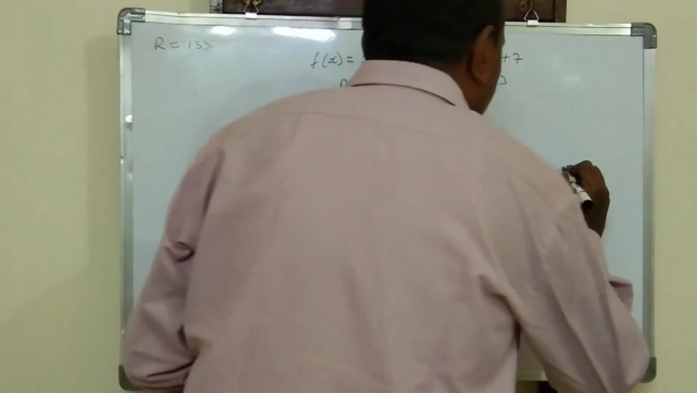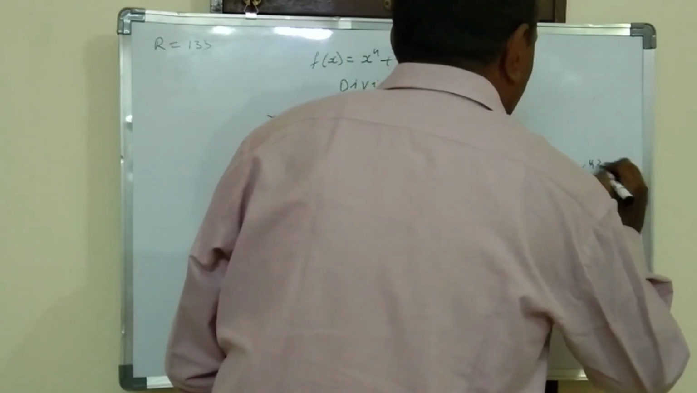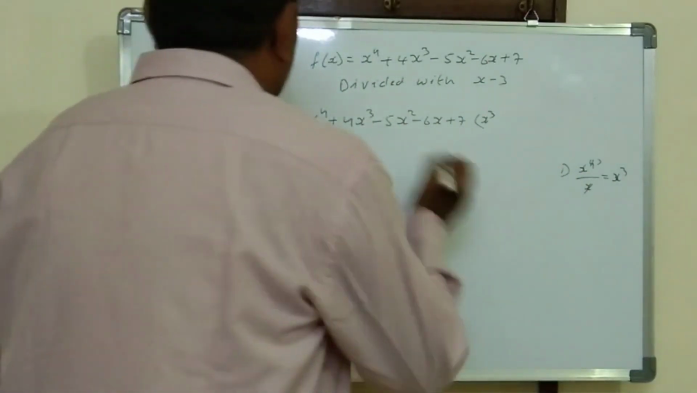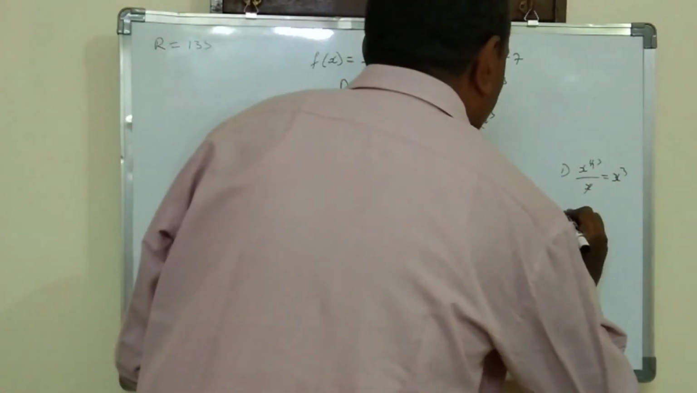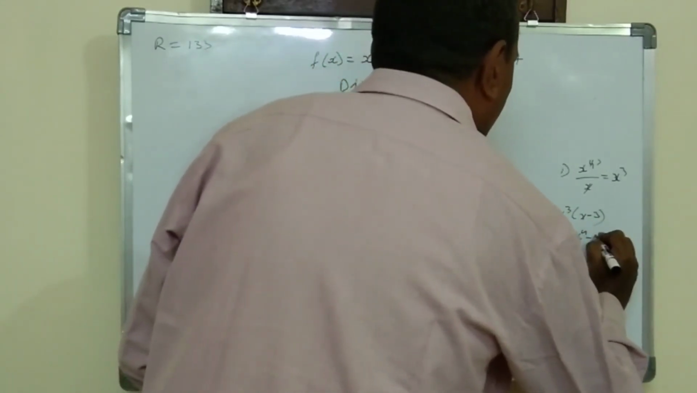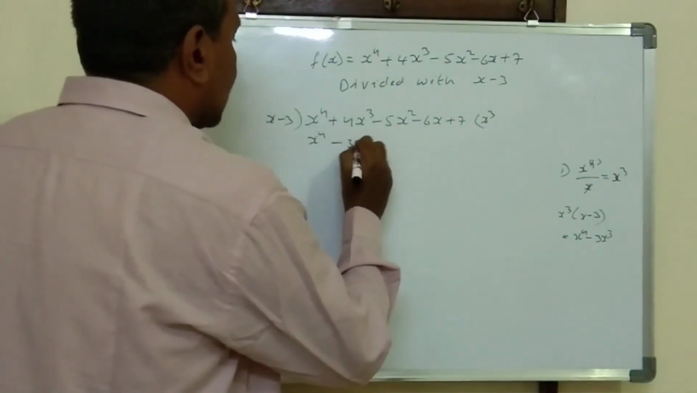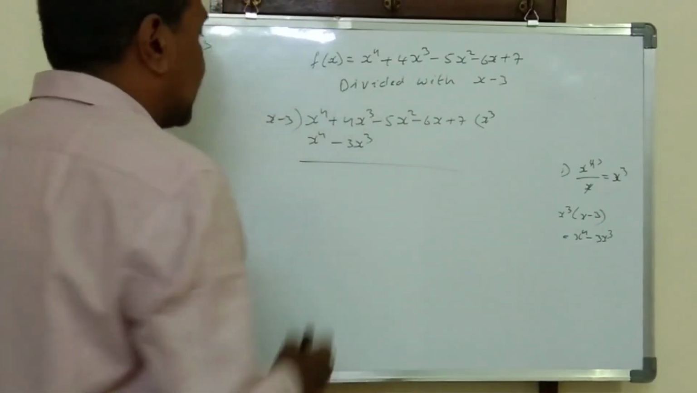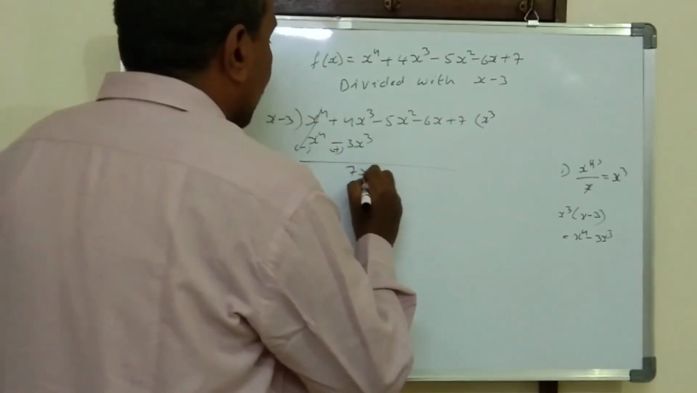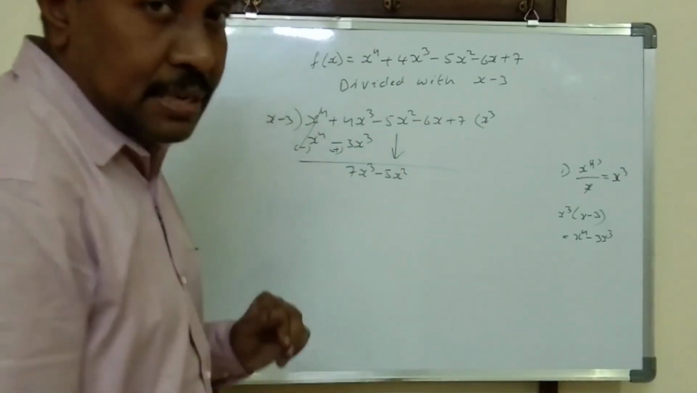You know the first step: x power 4 divided by x is equal to x cube. So keep here x cube. x cube into x minus 3 is equal to x power 4 minus 3x cube. Keep here x power 4 minus 3x cube. Do the subtraction, minus plus. Cancel, 7x cube. Take down the next term, that is minus 5x square. So this is the first remainder.